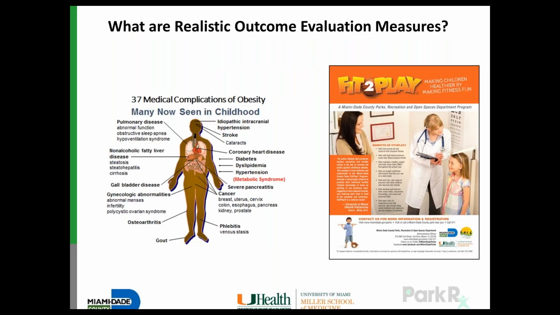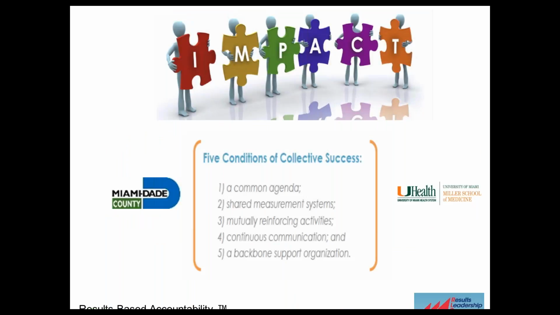Certainly, number one is to think about what's a realistic outcome evaluation measure. This diagram on the left shows you all of the clinical health issues that we deal with on a daily basis here at the medical school with our patients that are associated with their obesity. But the majority of the measures that we use in clinic to diagnose a lot of these comorbidities, we can't use in a park-based setting. So we need to think about what we can use and what park staff can be trained to do that can then in turn inform the physician partners.